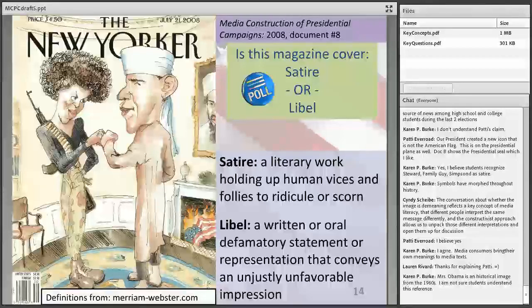Again, for use in a classroom, we're defining satire using a definition from Merriam-Webster: a literary work holding up human vices and follies to ridicule or scorn; or libel: a written or oral defamatory statement or representation that conveys an unjustly unfavorable impression. So this is an opportunity now. I think now, Kelsey, if we can get to the poll.